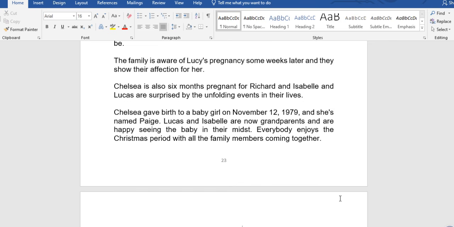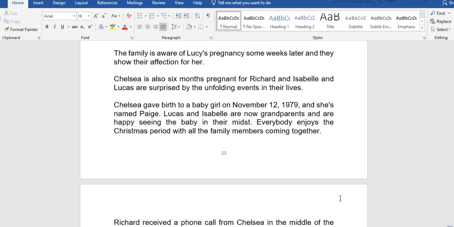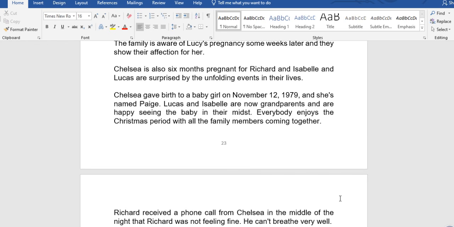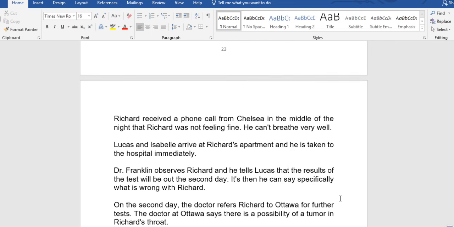Chelsea is also 6 months pregnant for Richard, and Isabel and Lucas are surprised by the unfolding events in their lives. Chelsea gave birth to a baby girl on November 12, 1979, and she's named Paige. Lucas and Isabel are now grandparents and are happy seeing the baby in their midst. Everybody enjoys the Christmas period with all the family members coming together.